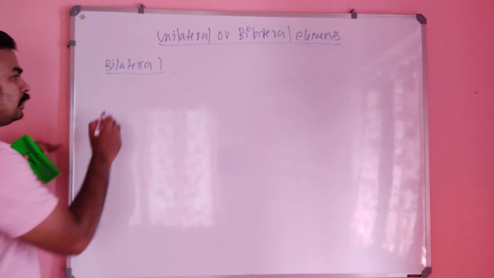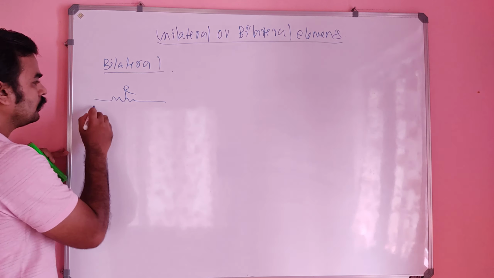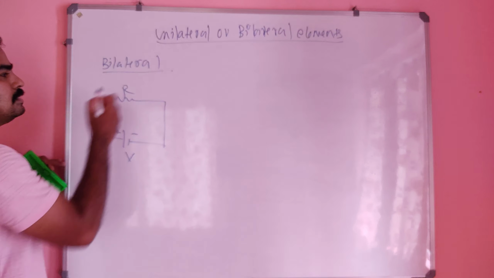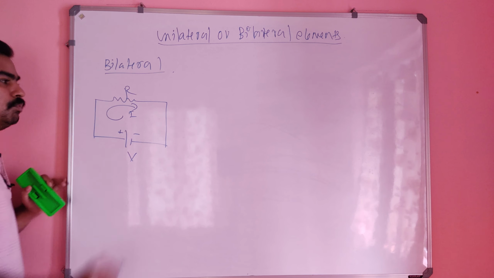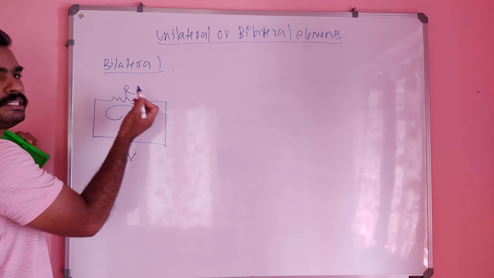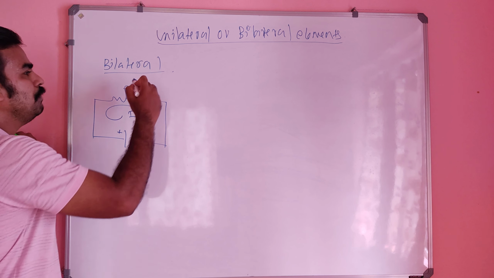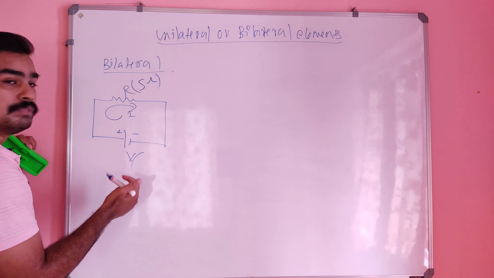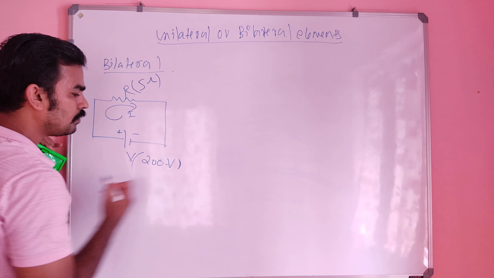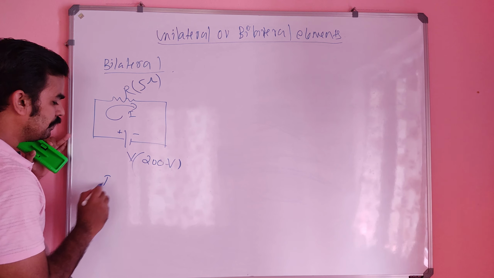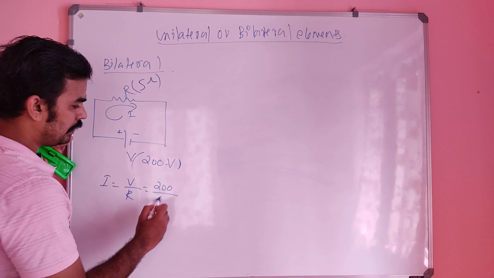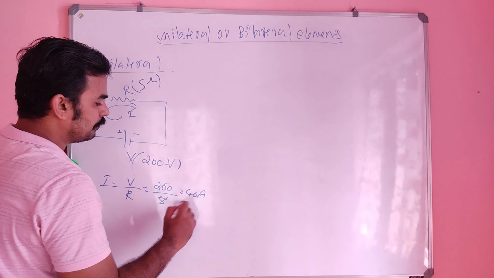Bilateral. Consider a circuit. This is V, this is plus and this is minus, this is R, and there will be a flow of I through the circuit. Suppose we are assuming certain values: R will be 5 ohm and the voltage 200 volt. Then what will be the value of current here? I is equal to V by R, which is 200 divided by 5, which is nothing but 40 ampere.